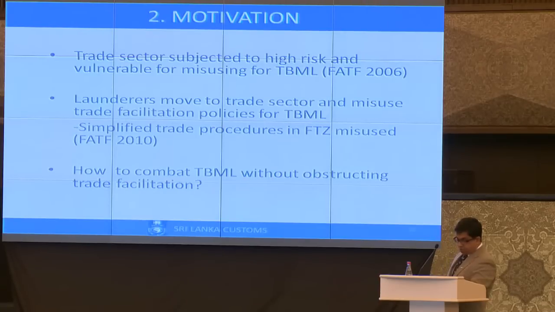And another study says launderers move to the trade sector and misuse trade facilitation policies for trade-based money laundering. There's an example that simplified trade procedures in free trade centers have already been misused by money launderers. So there's a problem: how to combat trade-based money laundering without obstructing trade facilitation.